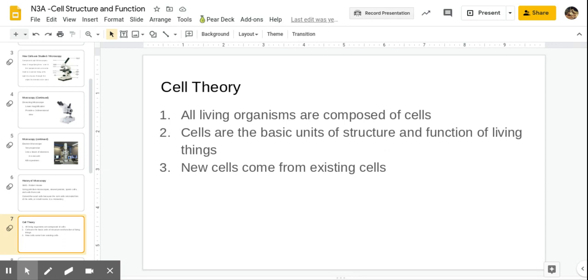Again, this is something we kind of take for granted, but at one point, people didn't understand where cells came from, and they thought they just appeared magically or spontaneously. And at this point, we know that that is not true.